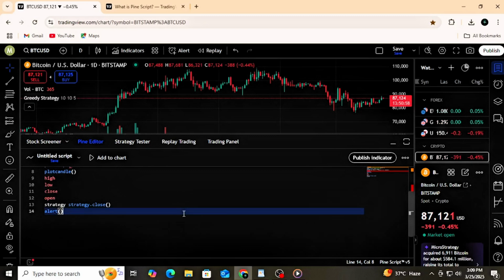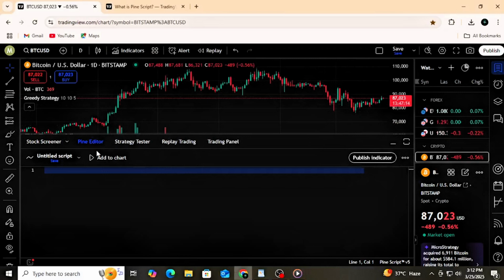PineScript also supports custom alert messages using the alert function. This provides greater flexibility in defining alert signals by allowing traders to customize the message that appears when an alert is triggered. With this functionality, traders can receive detailed notifications tailored to their specific strategies, improving efficiency and decision-making. By utilizing alerts in PineScript, traders can automate their market monitoring process, ensuring they never miss important trading signals.